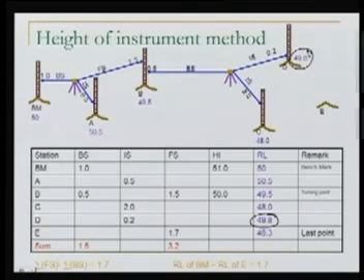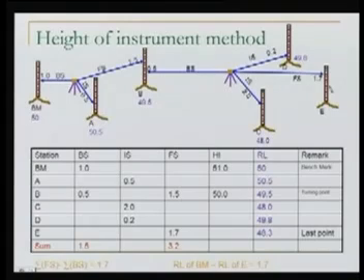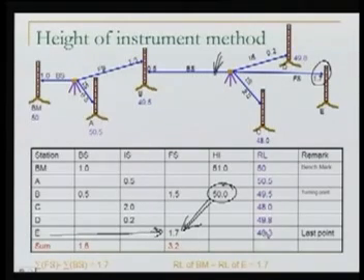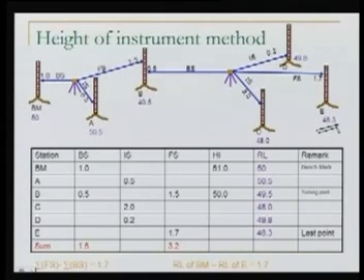And finally, you want to close your survey at E. So you will keep your staff at E, and again you will take a foresight. You will observe the value of the foresight, and using the height of the instrument minus the foresight taken at E, we find the RL of E. So the RL of E is computed. So this is how this entire table is complete. We fill the details in this.